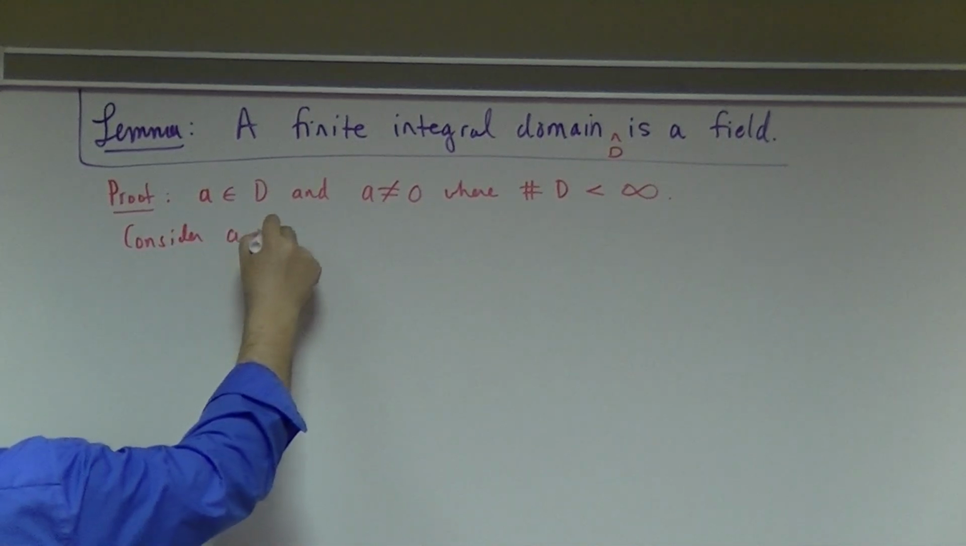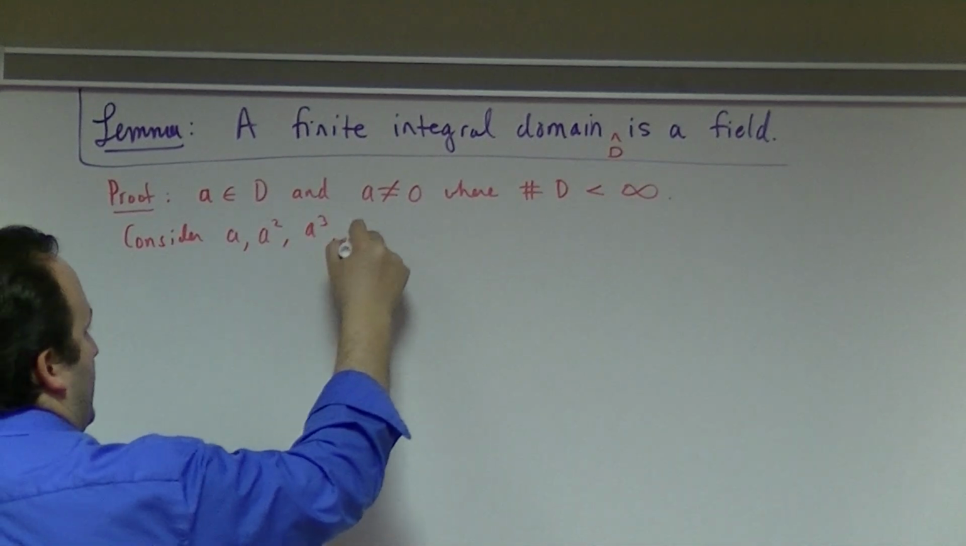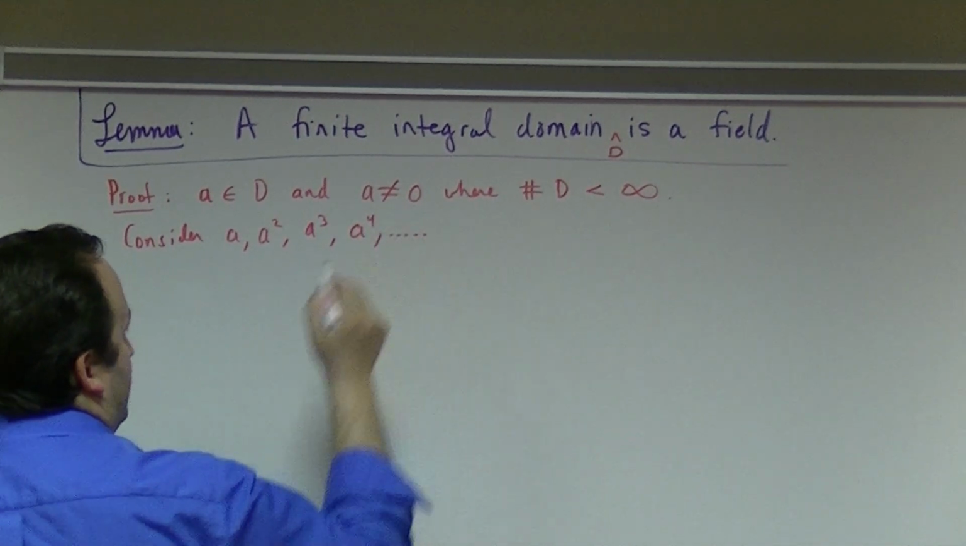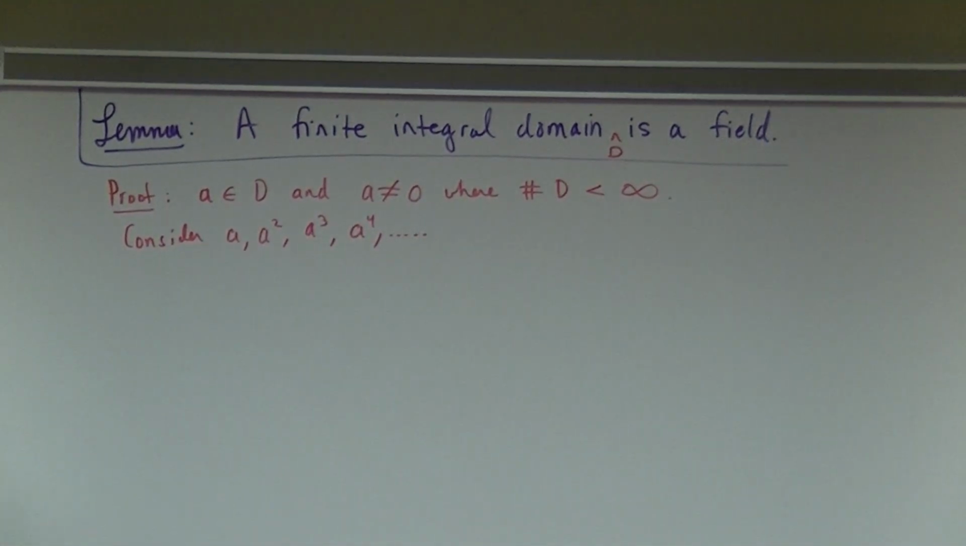a squared, a cubed, a to the 4th, and so on. This cannot be a genuinely infinite list because it's inside D, which is finite, right? You can't multiply things in an integral domain and get outside the domain. By its nature, it's closed under multiplication and hence powers of a single element.